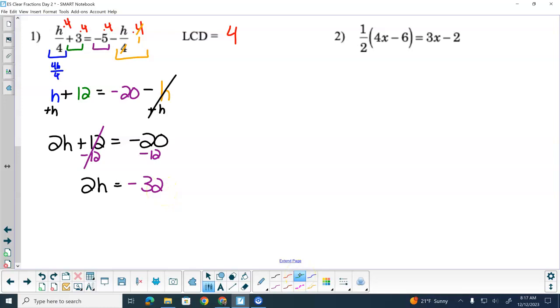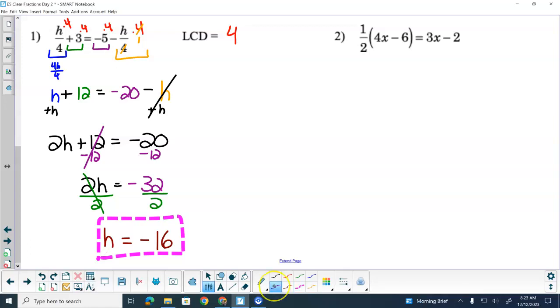Divide both sides by 2. H equals negative 32 divided by 2. Nope. Negative 60. Okay? You now do numbers 2 and 3.